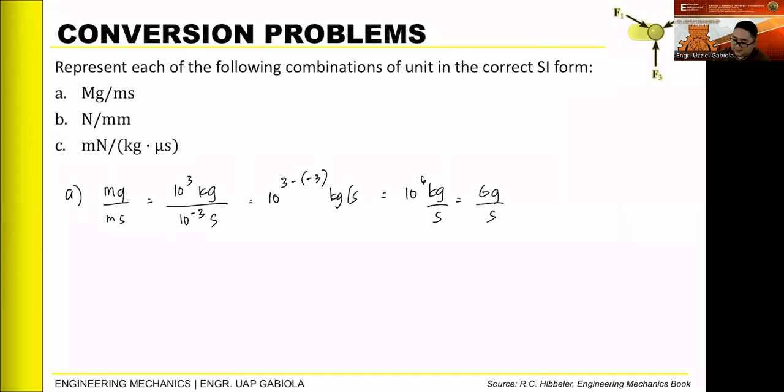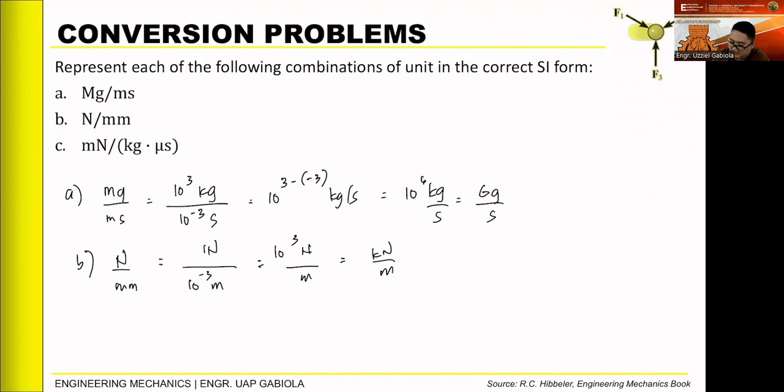Okay? Next, letter B, our Newton per mm. We already did this earlier. So 1 Newton all over 10 negative 3 meters. And since this is negative 3, it becomes 10 cubed Newton per meter. That is kilonewton per meter.